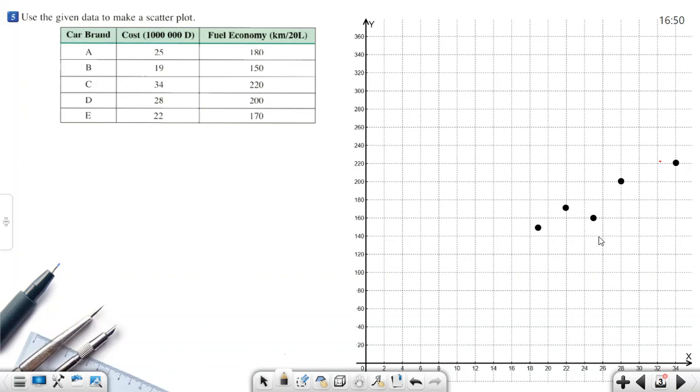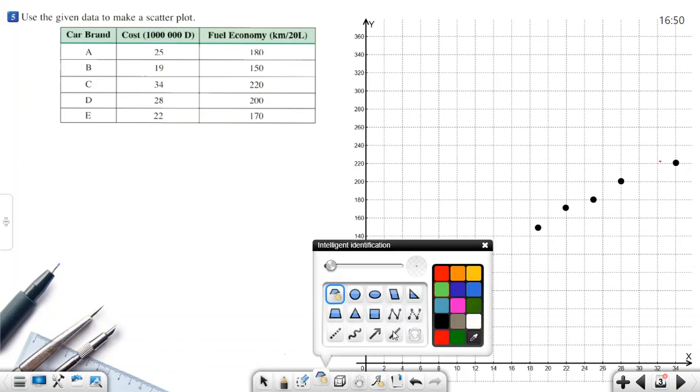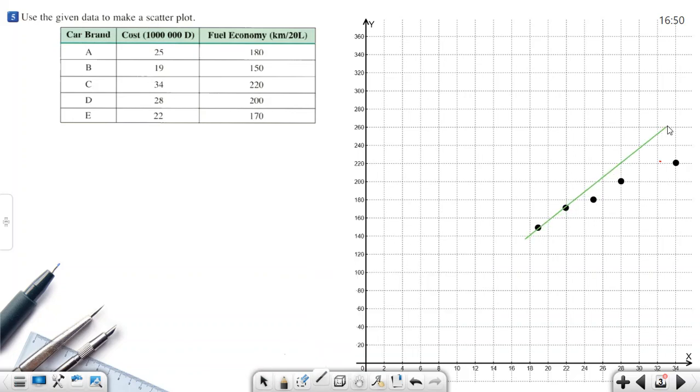Oh, that's the wrong point. I put 160. 180 is that one. Let's clean that. Let's move the point to the 180. Now it's true. Okay. These are not linear. They are not collinear points. So we cannot draw a line that passes through all of them. As you see, that's not a line.